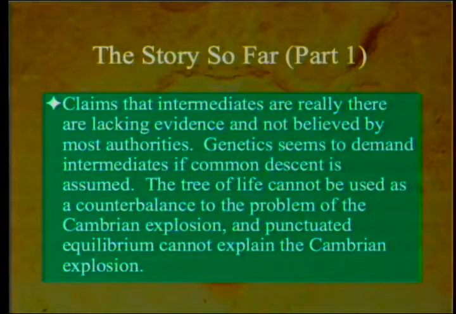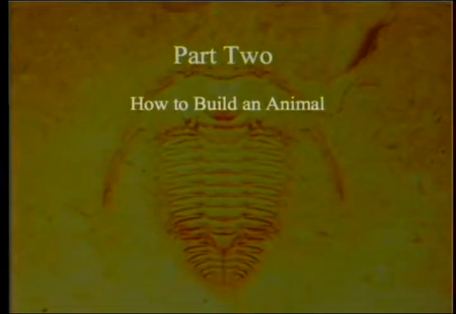Genetics seems to demand intermediates if common descent is assumed. The tree of life cannot be used as a counterbalance to the problem of the Cambrian explosion because it has multiple faults. There isn't really a totally coherent tree of life. And punctuated equilibrium cannot explain the Cambrian explosion. And that's where we left off the story of part one. Part two is how to build an animal. And I guess we're just into part two, the Cambrian information explosion.